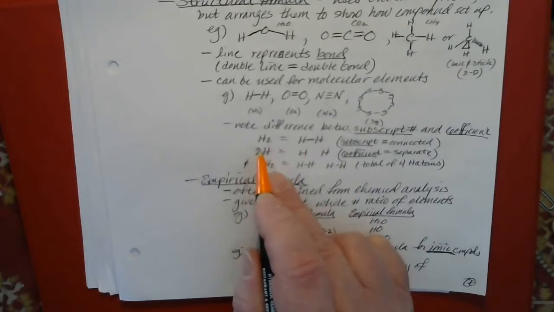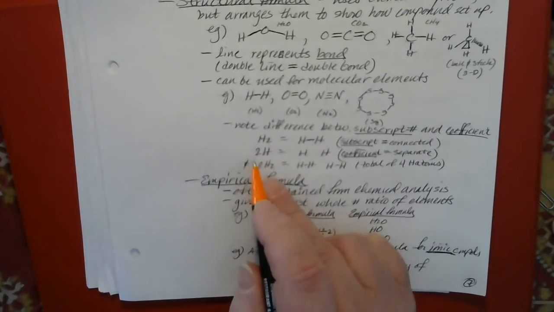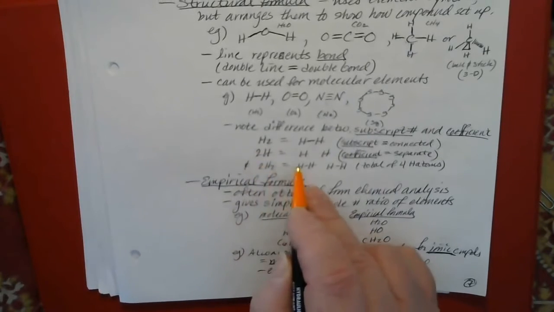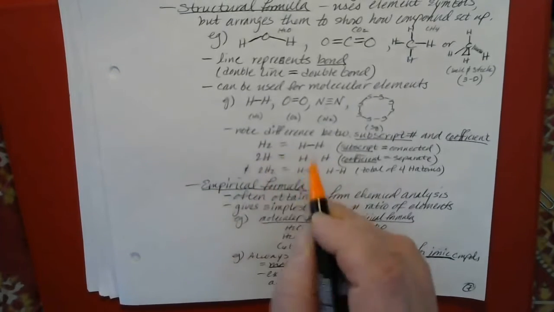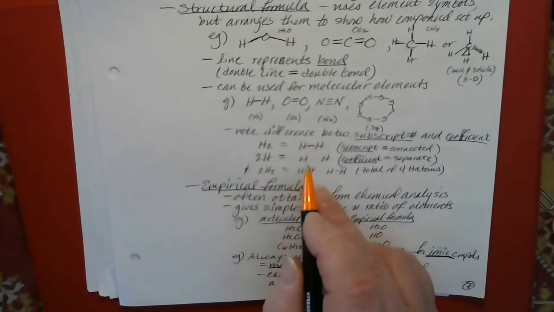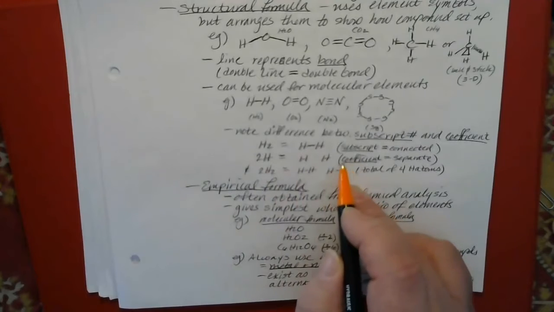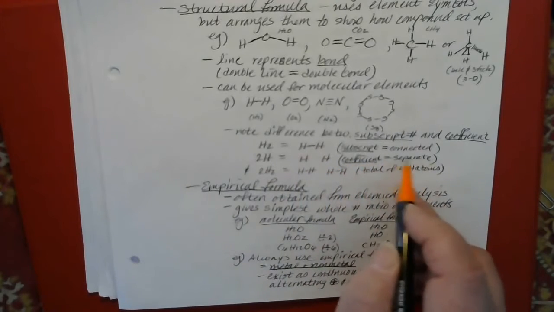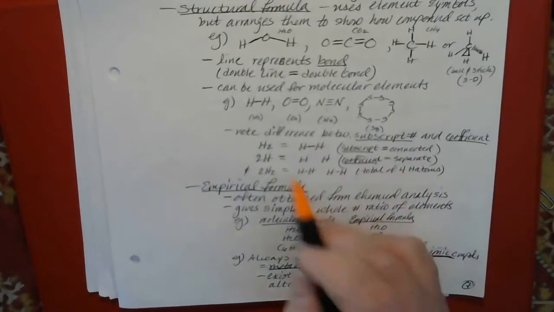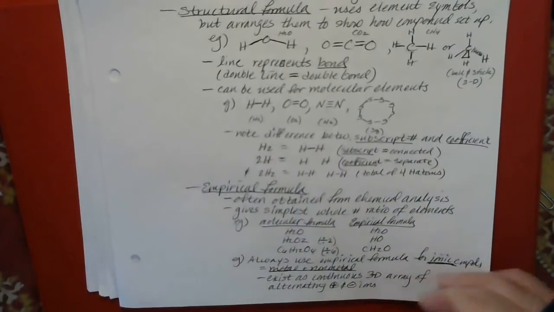Whereas a coefficient is a full-size number that comes in front of the symbol for the element. And that represents how many separate atoms of the element you have. So H2 means H bonded to H. 2H means an H over here and a separate H over there. So a coefficient means that's how many you have and they're separate from each other. And that's an important distinction, especially once we get into writing chemical reactions.